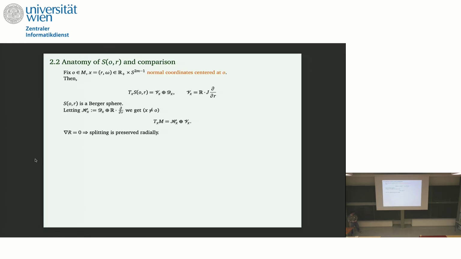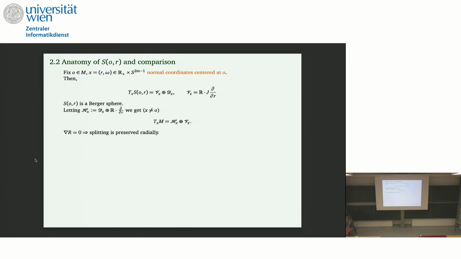So maybe let me write it here. So we have that T_x M, okay, for x different from the origin. At the origin, this discussion doesn't make sense, of course. But this splits into a vertical component, so it's a one-dimensional vector space. So it's this J times d/dr plus a horizontal component, okay, which is this, and then you add also the normal component.